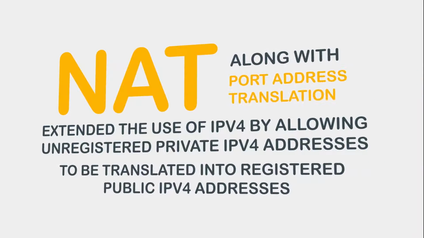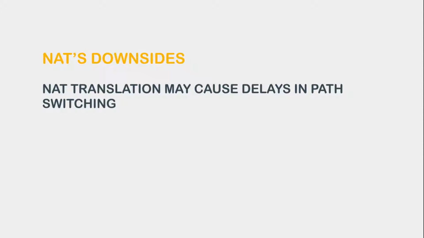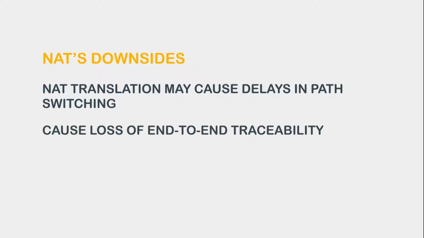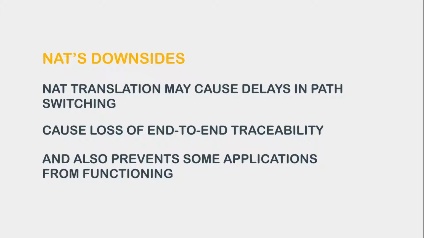NAT, along with port address translation, which is discussed later in this video, has helped extend the use of IPv4 by allowing unregistered private IPv4 addresses to be translated into registered public IPv4 addresses. NAT, however, does have some downsides. NAT translation may cause delays in path switching, cause loss of end-to-end traceability, and also prevent some applications from functioning.